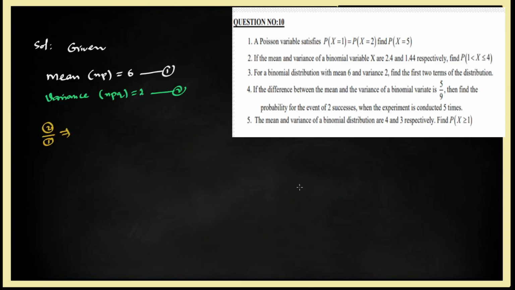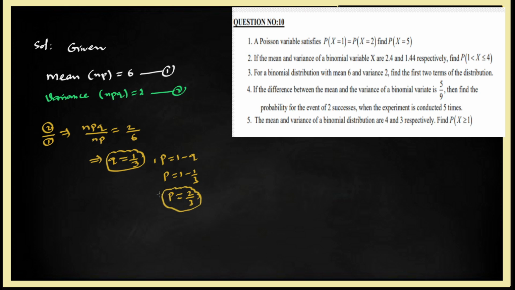Now the next question is, for a binomial distribution with mean 6 and variance 2, find the first two terms of the distribution. So first write down the given. Mean is np equals 6, variance npq is 2. So equation 2 divided by 1. So npq divided by np, that is 2 divided by 6. np gets cancelled. From this we will get the value of q. 2 by 6 means 1 by 3. And p equals 1 minus q. So p equals 1 minus 1 by 3, that is 3 minus 1 is 2 by 3. So we have p equals 2 by 3, q equals 1 by 3.